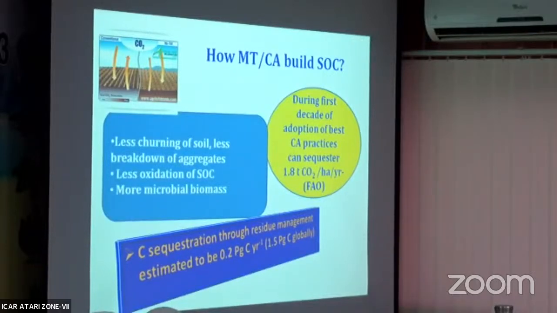So this is an observation from the FAO. It is really going to help sequester carbon in the soil, through these conservation practices. And how much is sequestered through residue management? You can sequester 0.2 petagram carbon per year. So that is the FAO; they have given these kinds of estimates.